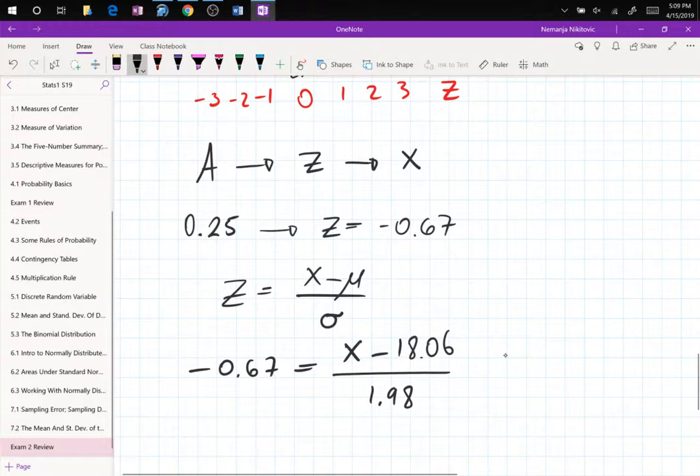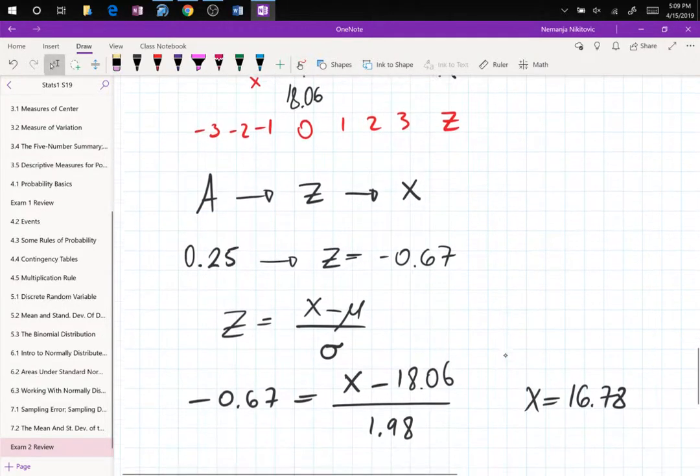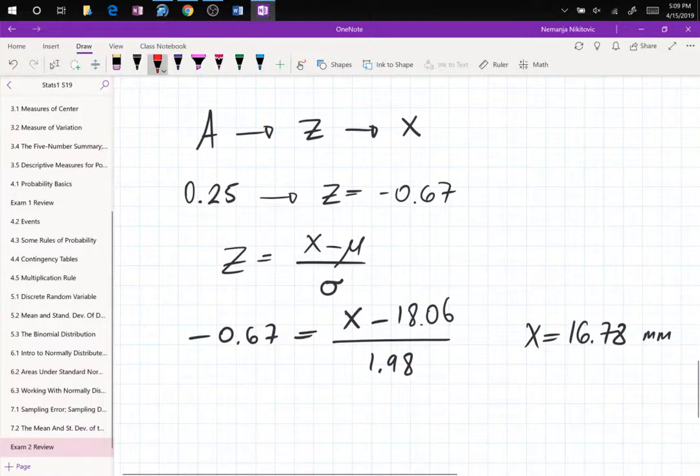I'm sorry? 16.78. Thank you. 16.78. So it was male something, whatever. Size of the tarantula, you said? So 25% of all male tarantula are smaller than 16.78 millimeters. So 25%, and this is the sentence that you're actually getting points for.